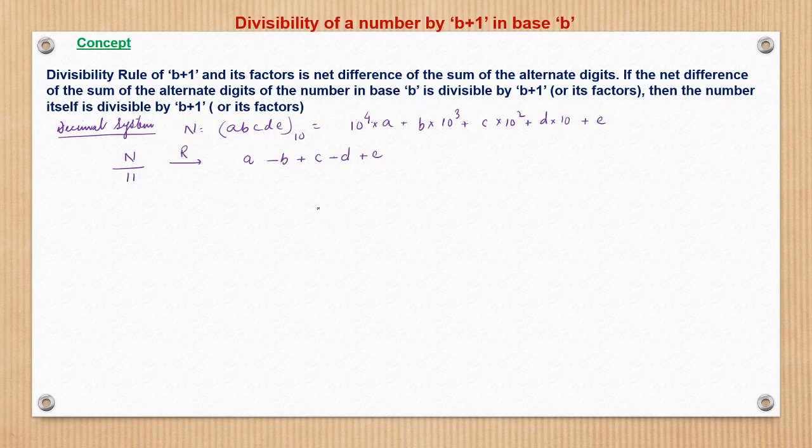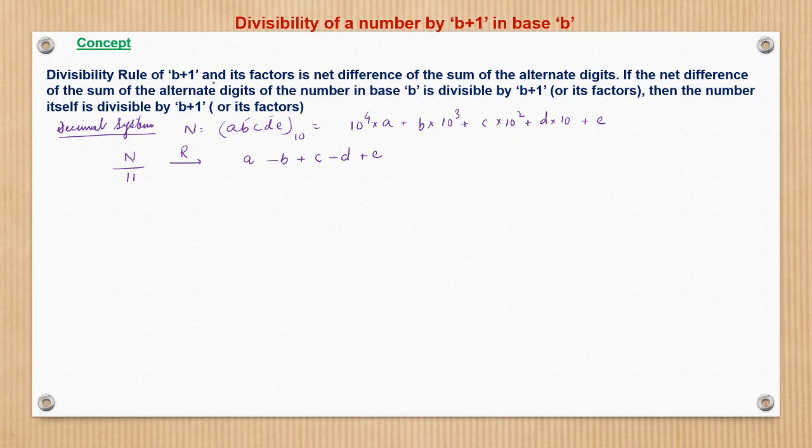So what do we see? We see that alternate sum of the digits. We'll start from right hand side. We'll take this as a plus sign. So e plus c plus a, and then what would be subtracted from there? Summation of the alternate digits b and d. So that is what we are doing. Alternate sum of the digits and the net sum of that. Right. So this is what it has been written here.